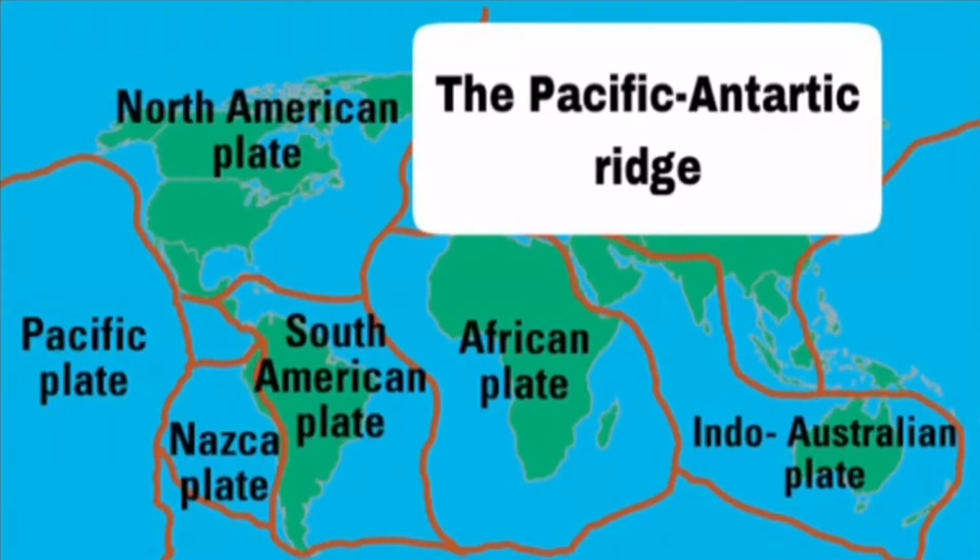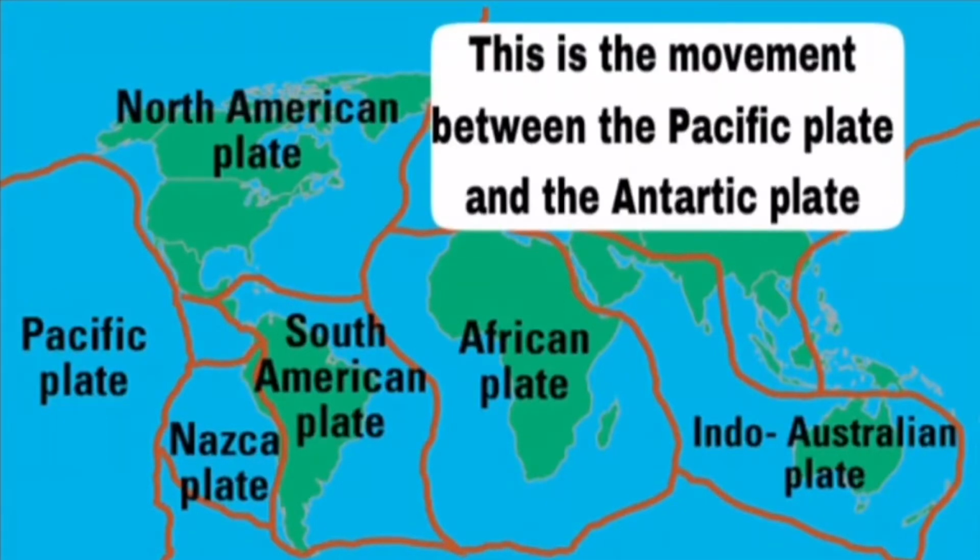Pacific Antarctic Ridge. It is a constructive tectonic plate boundary which is located in the South Pacific Ocean. It separates the Pacific Plate and the Antarctic Plate.